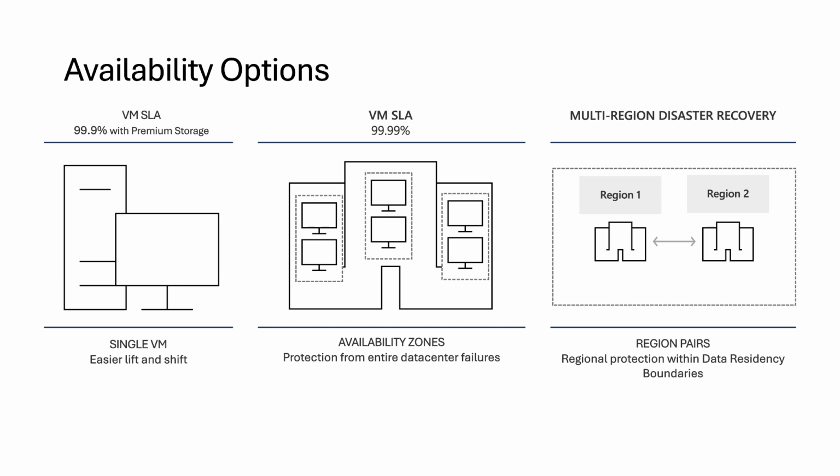And then we have availability options. So we have single VMs, easier lift and shift, which come with 99.9 percent availability with premium SSD storage. And then we have availability zones, which provide protection from entire data center failures. And then we have multi-region disaster recovery using region pairs.